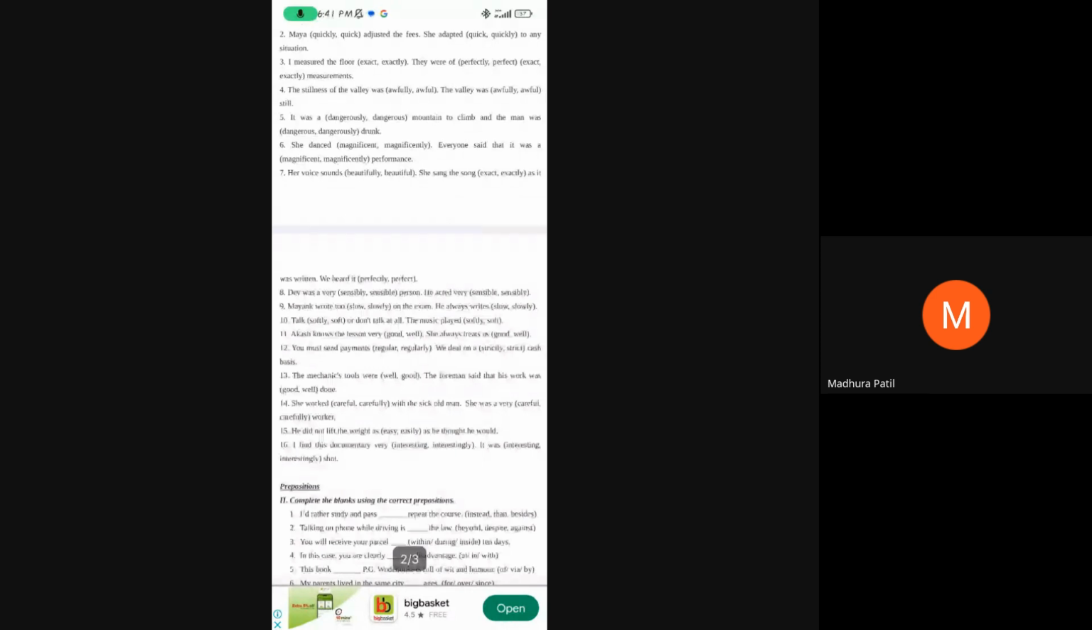15th one. He did not lift the weight as easy or easily as he thought he would. Easily. Confusing. He did not lift the weight as easily as he thought he would. As easy as he thought he would? No, it has to be easily because we are talking about how. Adverb. Correct. Because we're talking about how the weight was lifted, right? So easily.